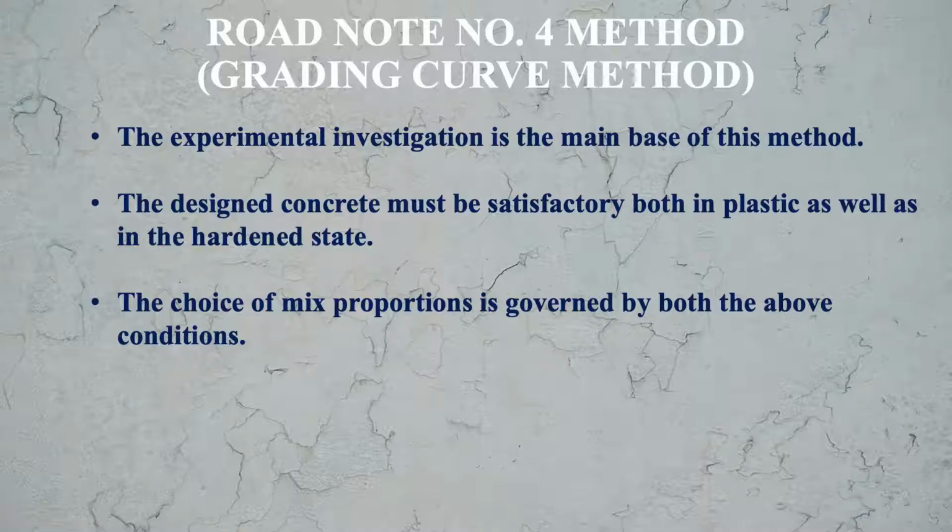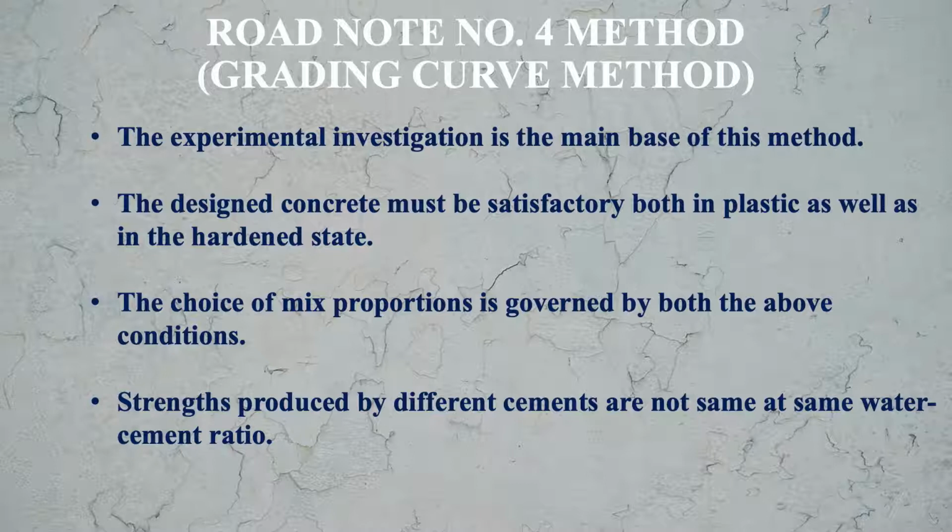In the hardened state, what we look for, the important properties are strength and durability. So these conditions should be properly satisfied. The choice of mix proportion is governed by both the above conditions, means the properties in the plastic stage and the properties in the hardened stage. Now strength produced by different cements is not the same at the same water cement ratio.